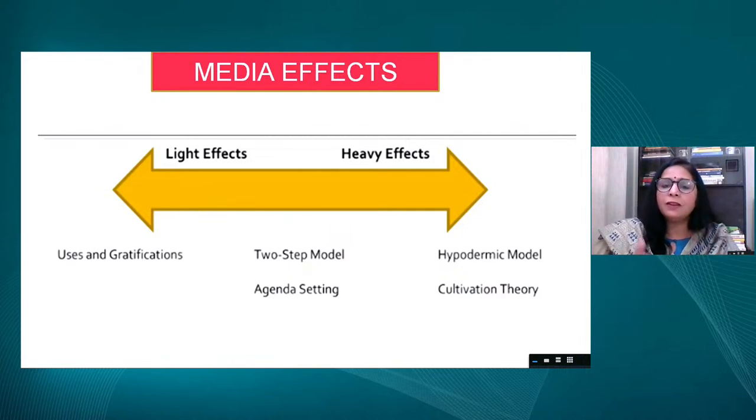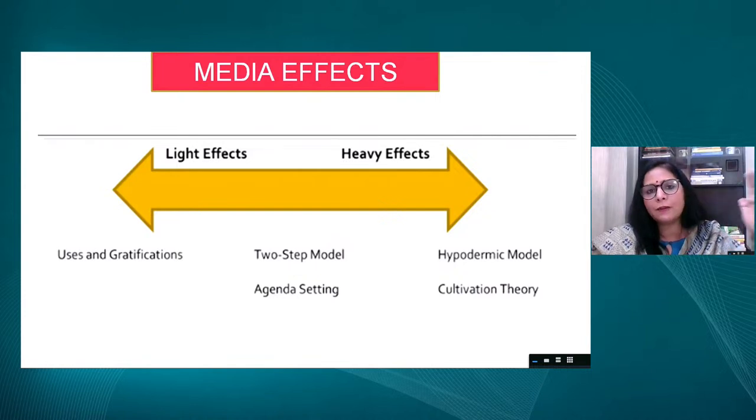Then you have limited effects. Now, limited effects, what does it mean? For example, when we talk about the two-step model, it says that it's not a direct impact, but there are opinion leaders in between. So the message reaches those opinion leaders. They could be anyone. It could be teachers like you who are watching this particular program. And then you share that content or those messages with your students or maybe people in your community. So it's a two-step flow.